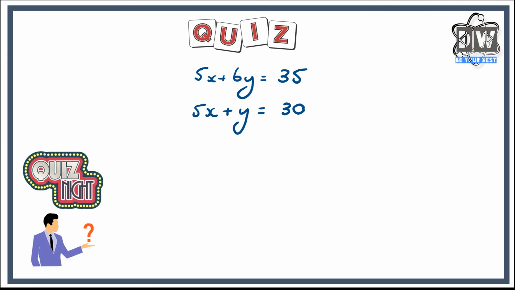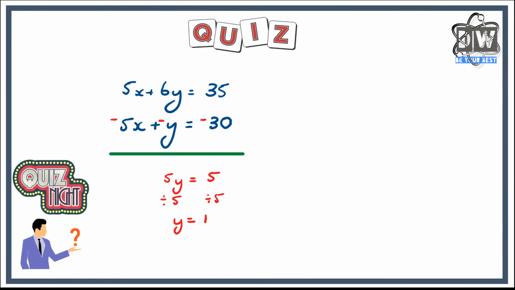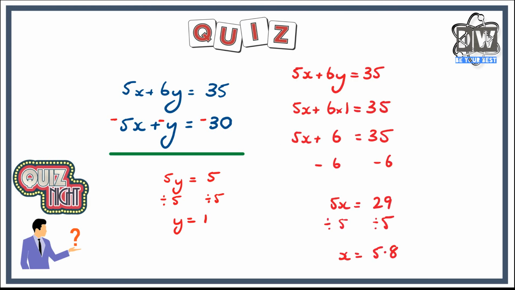So it's time to find out if you really know your stuff, if you're on your path to success when it comes to simultaneous equations. Here we go. So this is how we got it. We got y equaling 1 by taking away all these and ending up with 5y equals 5. Divide both sides by 5, y equals 1. Then we inputted that value in, and we ended up with x equaling 5.8. So our answer was y equals 1 and x equals 5.8. Fingers crossed you got that correct.